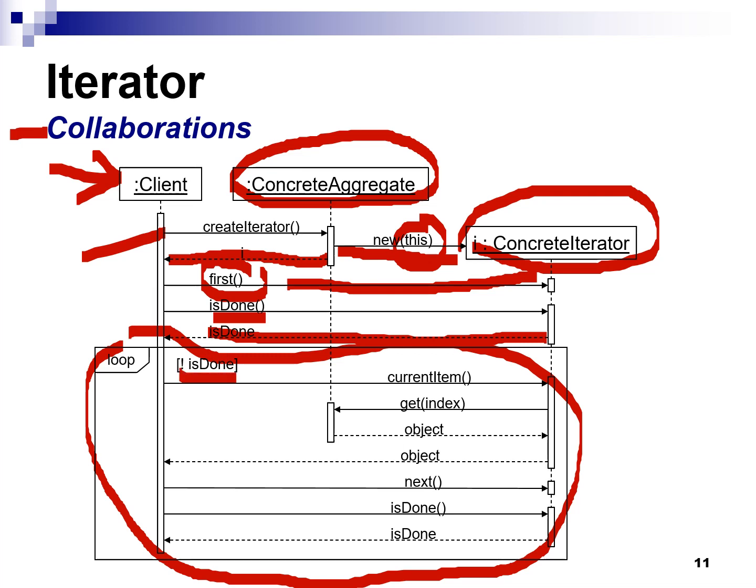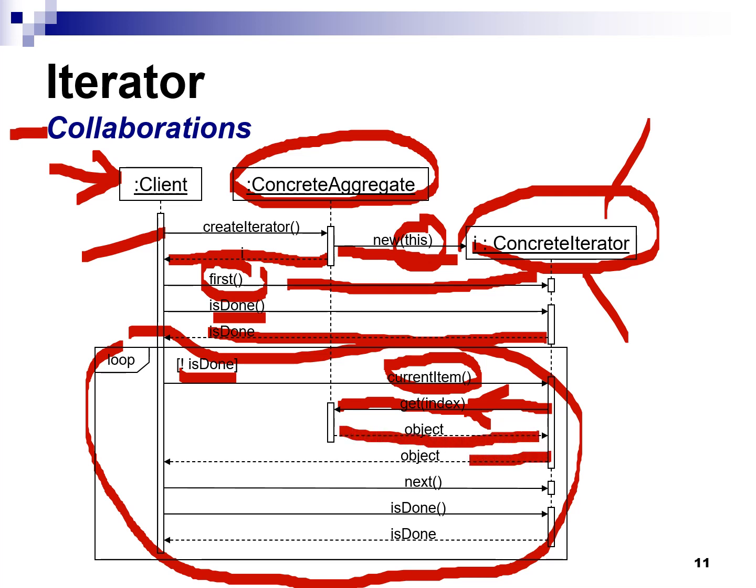And then we will be able to get the current element. When I call current item on the concrete iterator, the concrete iterator will need to access the concrete aggregate and get the element of the index. Index will typically be an attribute of the concrete iterator. Then it will get the object that will be returned to the client code. And again, we will call next and we will call isDone.